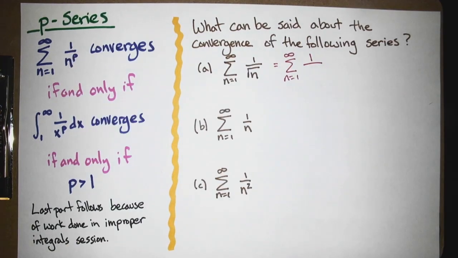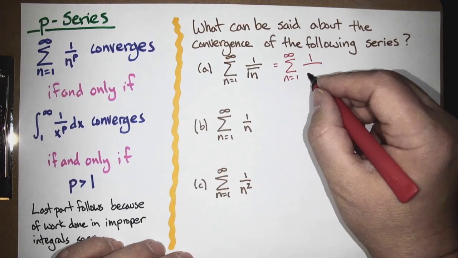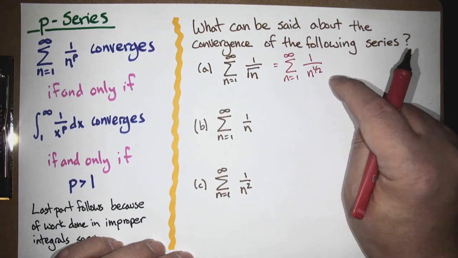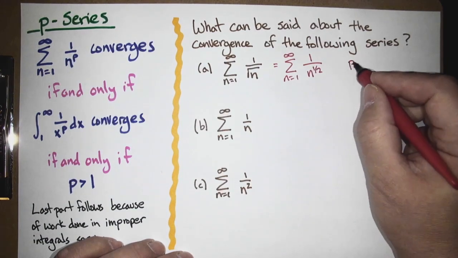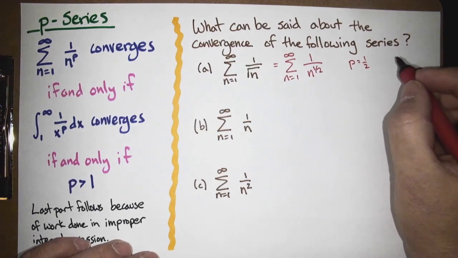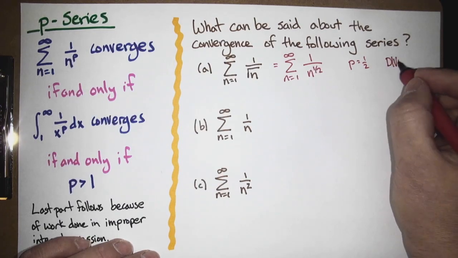One over square root of n, also known as n to the 1/2. So, what is your value for p? P is 1/2. Now, our big test. Is 1/2 bigger than 1? No. So what's our conclusion? This diverges.